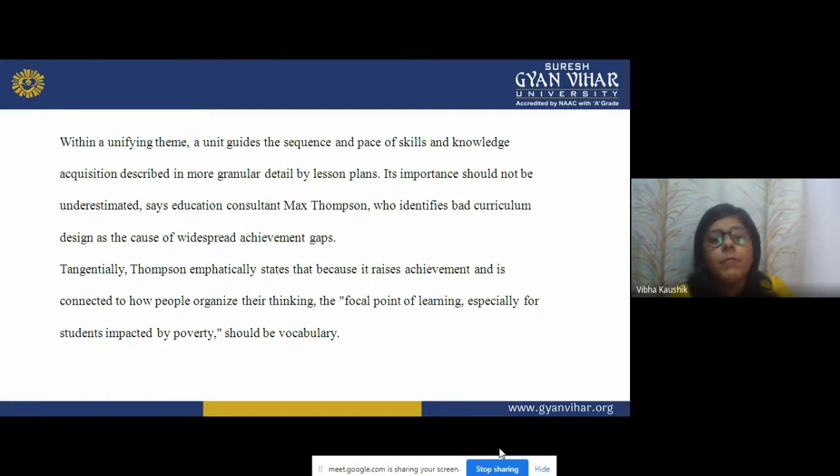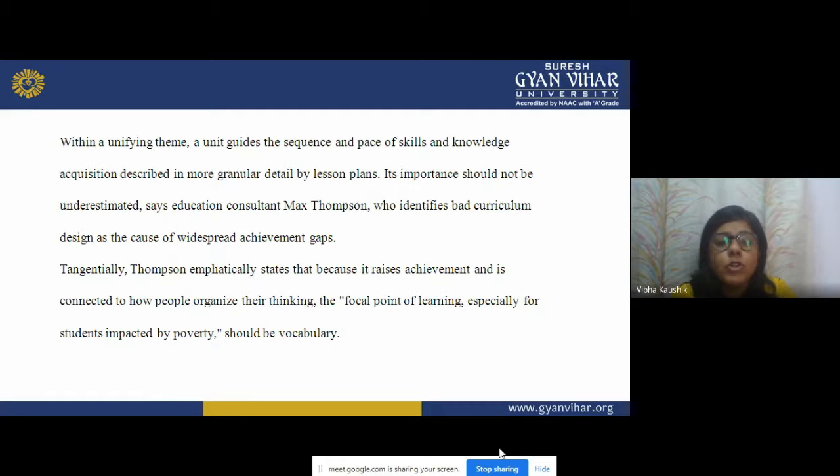Within a unifying theme, a unit guides the sequence and pace of skills and knowledge. The guidance given by the unit is related to the sequence, meaning the order in which topics should be taught to the student, and the pace of skills and knowledge, meaning the pace of learning particular skills and knowledge. Acquisition is described in a more granular, detailed way by the lesson plan, which means everything has to be mentioned in detail in a particular lesson plan.